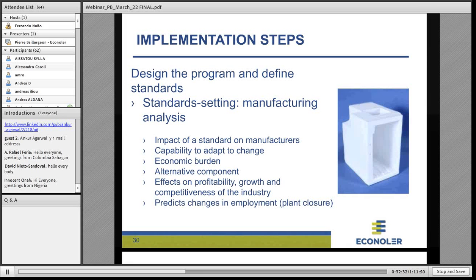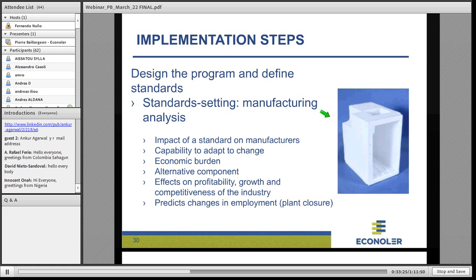Then you pursue your research on the manufacturing side. You want to understand quite well, before the introduction of the standard, what will be the impact on the manufacturer. And the second question is, are they able to adapt to the change without support? Sometimes some change coming from regulations can bring huge capital cost requirements for the manufacturer.